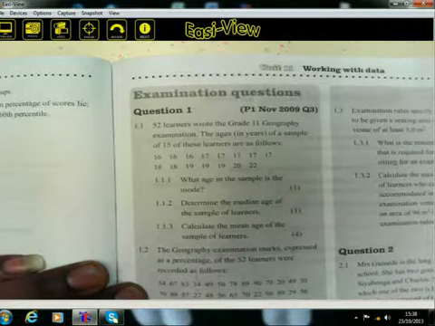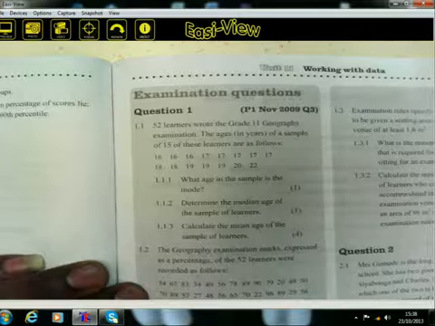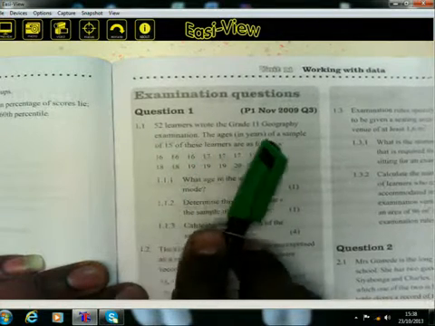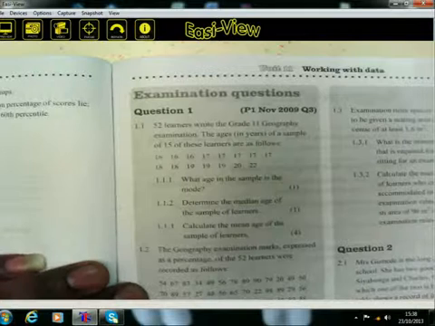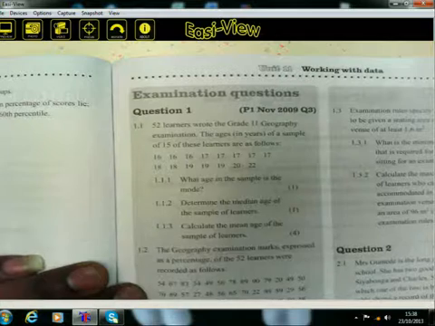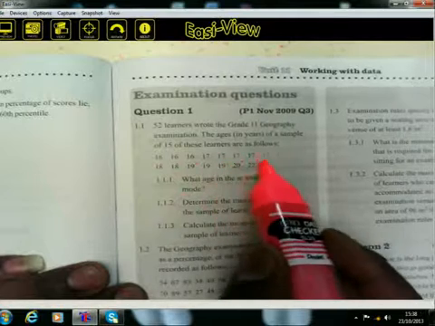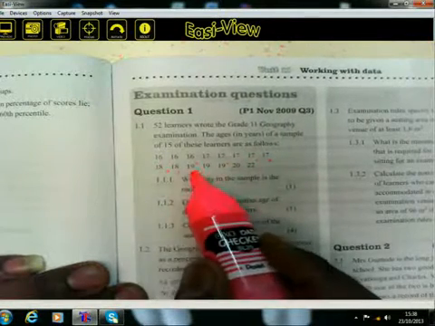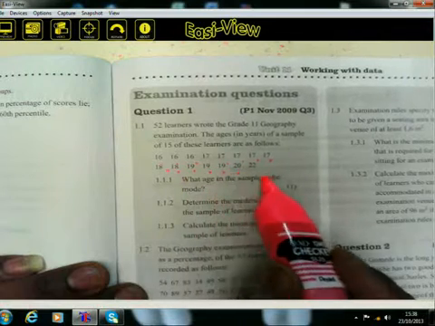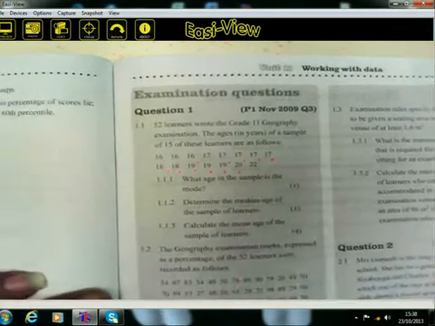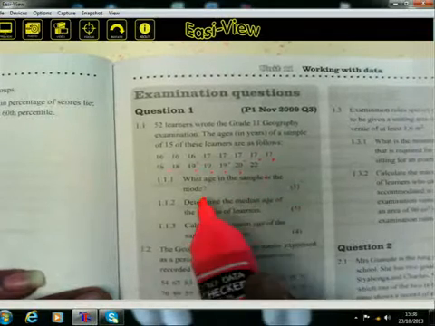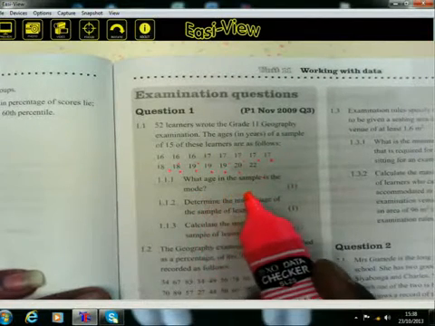Now, they gave us the data. They say 52 learners wrote the grade 11 geography examination. The ages in years of a sample of 15 of these learners are as follows: 16, 16, 16, 17, 17, 17, 17, 17, 18, 18, 19, 19, 19, 20, 20. Let's check it. What age in this sample is the mode?